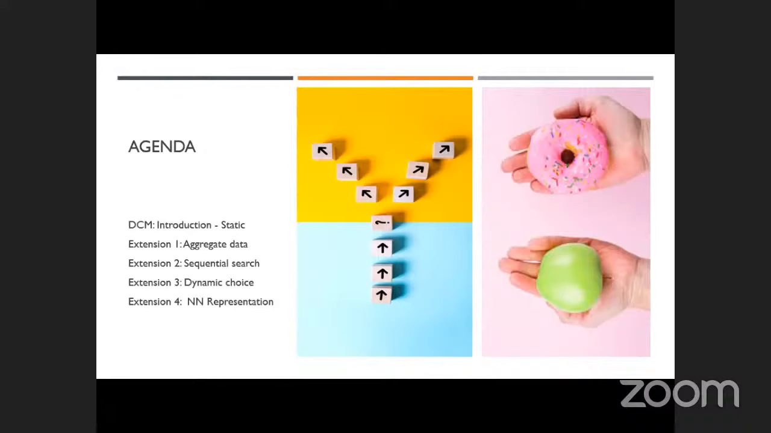Finally, there are recent advancements which allow you to estimate or produce discrete choice models at scale, which require a neural network representation of the discrete choice model. So I'm going to talk about this as well. Those are basically the five topics.